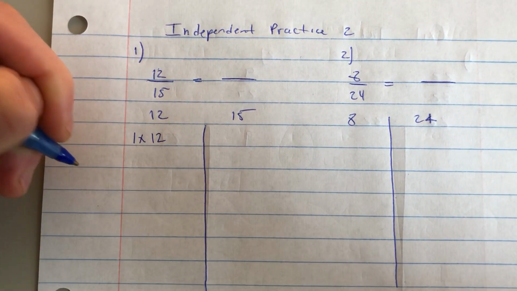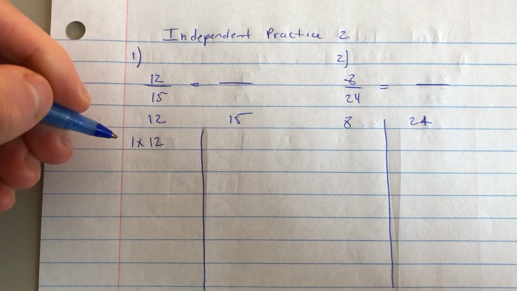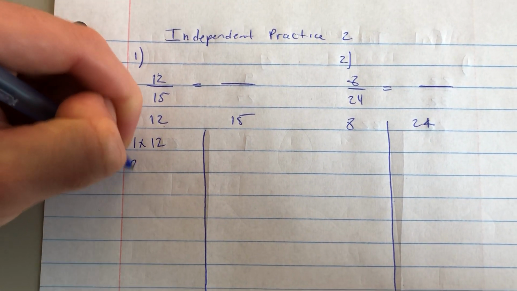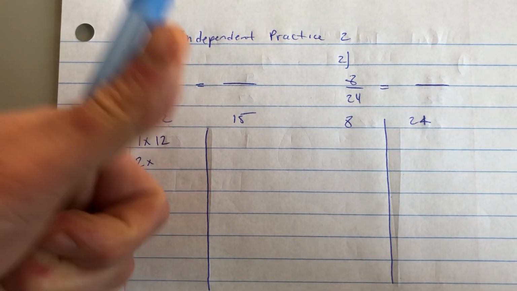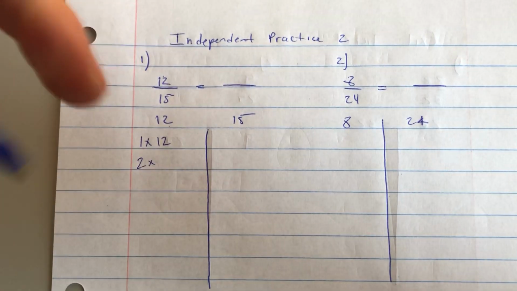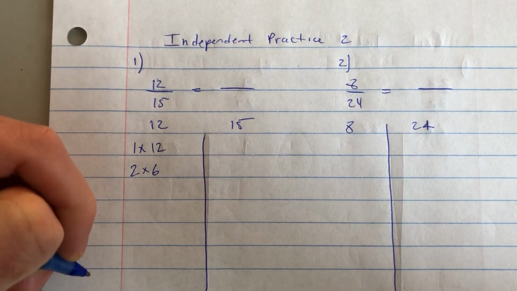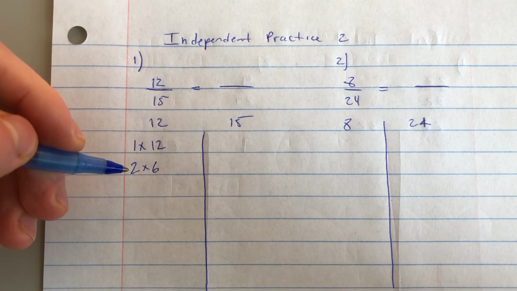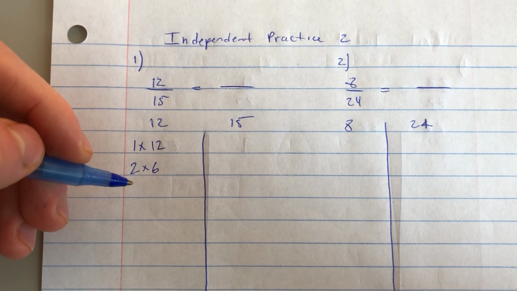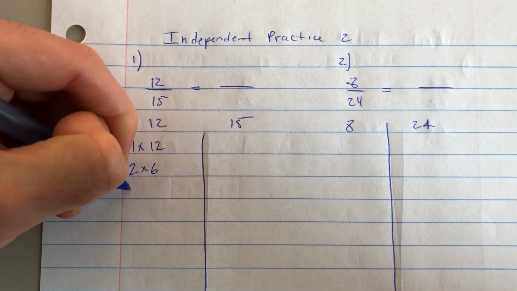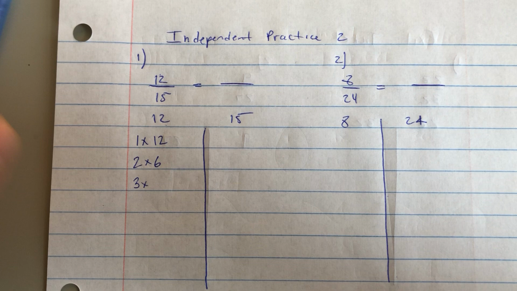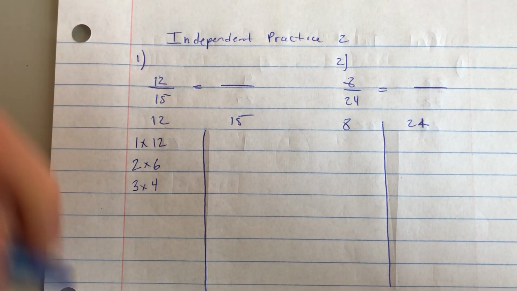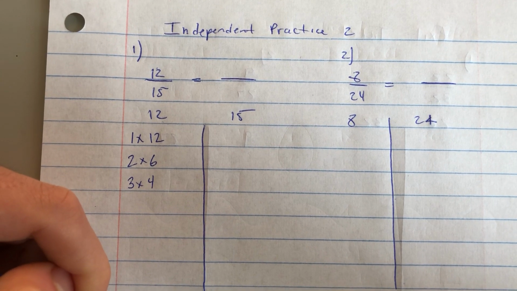1 times 12 equals 12. I also know that 12 is divisible by 2 because it has a 2 in the ones place. So I'm going to put a 2 here and roll my 2s. 2, 4, 6, 8, 10, 12. 2 times 6 equals 12. I also know that 12 is divisible by 3 because 1 plus 2 equals 3. I can roll my numbers and safely land on 3. So I'll roll my 3s until I get to 12. 3, 6, 9, 12. 3 times 4 equals 12. I have all my factors of 12.